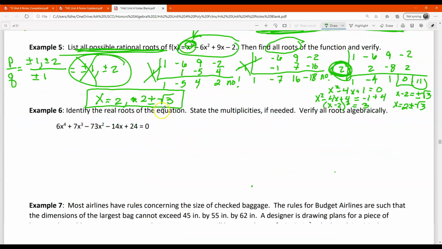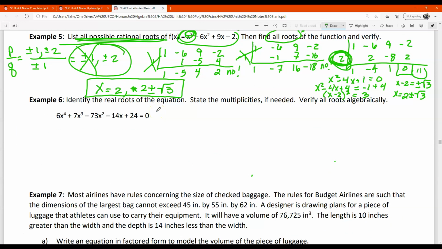Number 6. Identify the real roots of the equation. So this time I'm not told to list all possible roots. But I do need to find the real roots of the equation. I need to state the multiplicities. And then I need to verify all my roots.